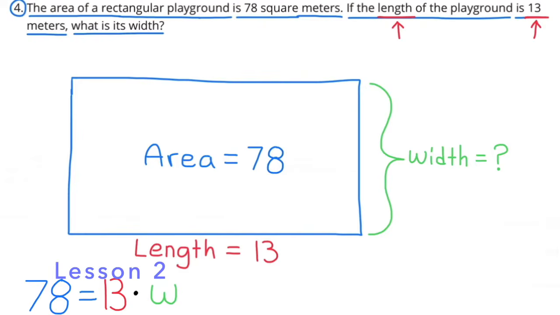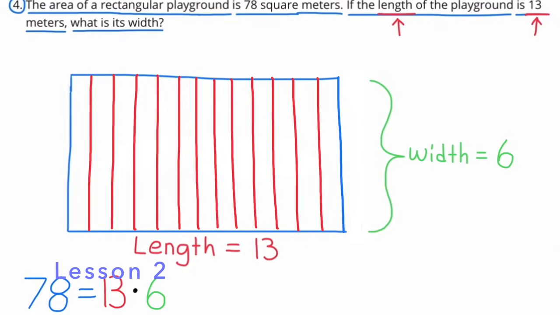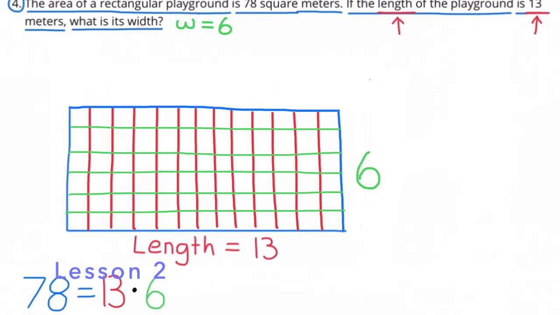What number times 13 equals 78? 6. Or 78 divided by 13 equals 6. So the width is 6. The length is 13 and the width is 6. Inside this rectangle, there would be 78 meter squares.